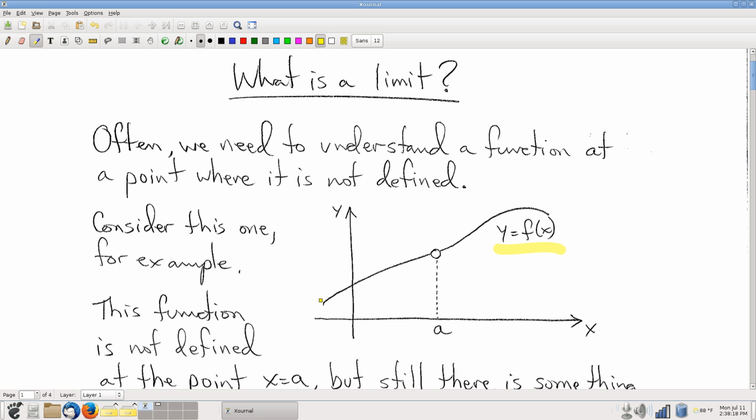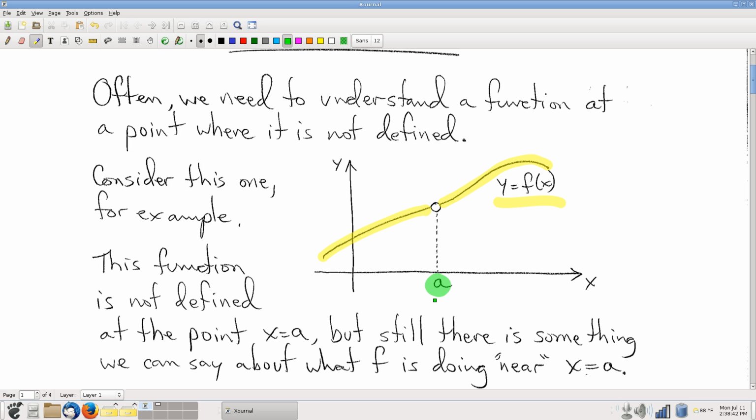Now, here we're looking at a graph of this function f, and we have this curve, but you note that there is this gap here at the point A. The function is not defined at the point A. So what can we say if we were to need to understand what the function is doing at that point? How would we address that question? Limit is our means of answering that question.